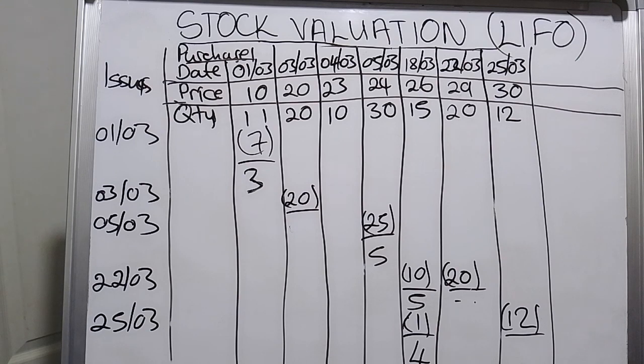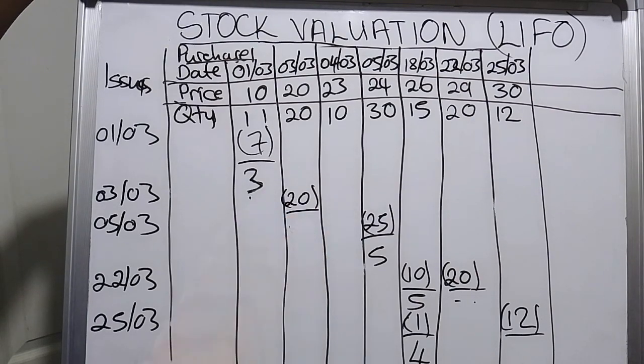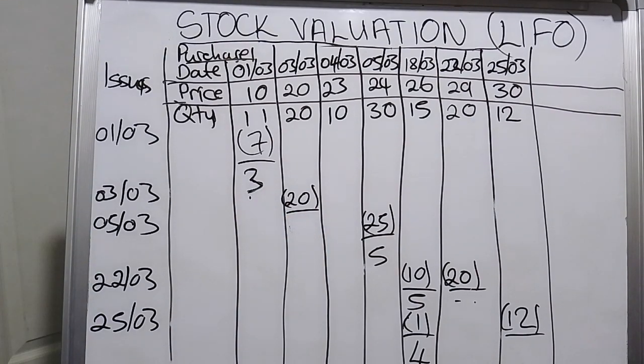Now we have to calculate our closing stock. To calculate our closing stock, we are only going to check stocks which are remaining. We have remaining stocks from the 1st. We also have remaining stock from the 4th. We also have remaining stock from the 5th. We also have remaining stock from the 18th. Yeah, that's it. Okay, so let's do our last in, first out stock valuation.